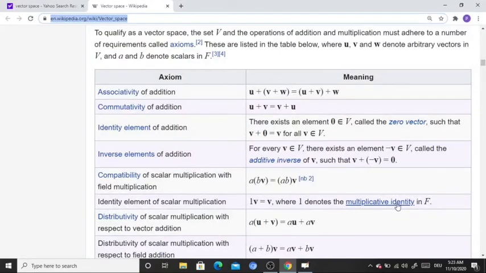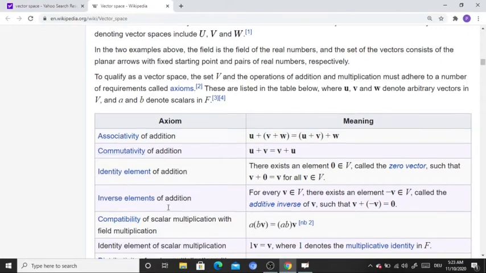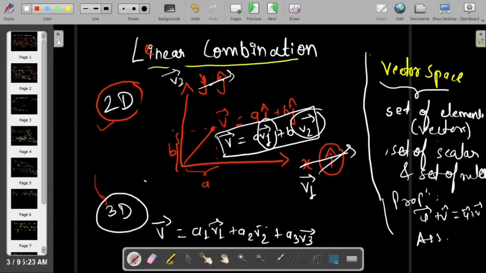Here you can see that this is the Wikipedia page, and you will find thorough information about all this: associativity, commutativity, identity, inverse elements, everything. If all these properties are satisfied, then only can we say that a given space is a vector space. Otherwise it's not. But here we assume that we have a vector space, right? So this is a 2D vector space, correct?